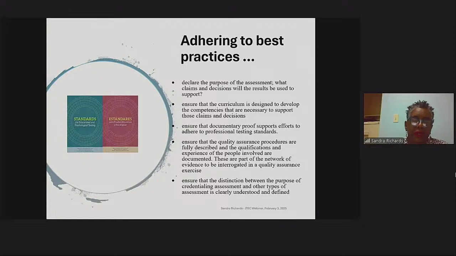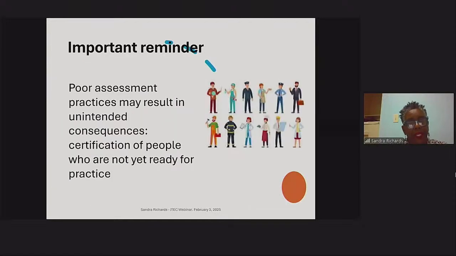They also must ensure that there's a distinction between the purpose of credentialing assessment and assessment for other purposes, including classroom assessment. As Clavia explained, there's a close link between classroom assessment and student learning. In credentialing, what is expected is that at the end of the process, the students are prepared or ready for work. All right. So remember, if higher education institutions prepare people for work, then assessment must test critical workplace competencies to protect the public from people who are not yet ready for practice.